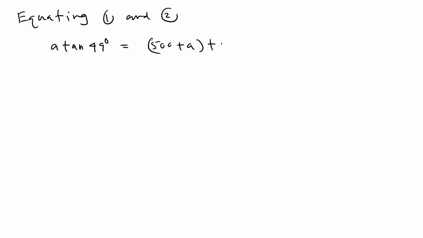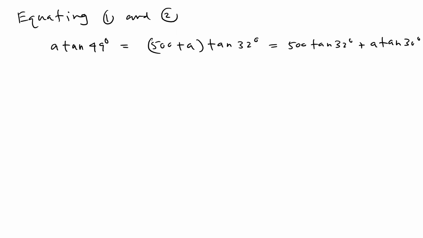So equating 1 and 2, we can say A tan 49 equals 500 plus A, tan 32. Then you can distribute this one. When you distribute, you get 500 tan 32 plus A tan 32.